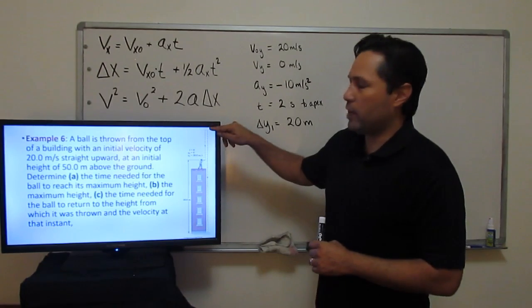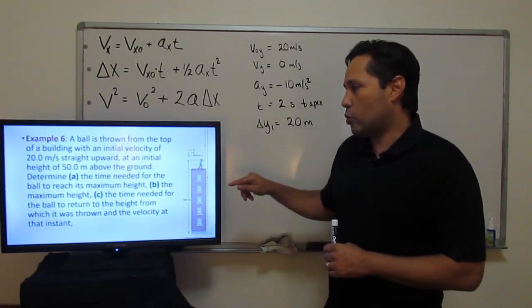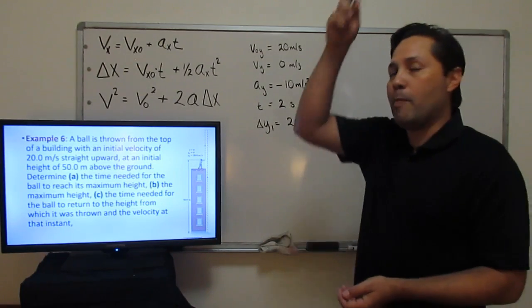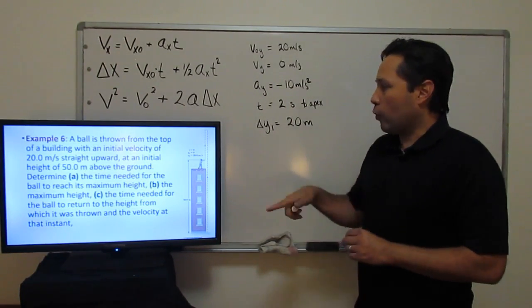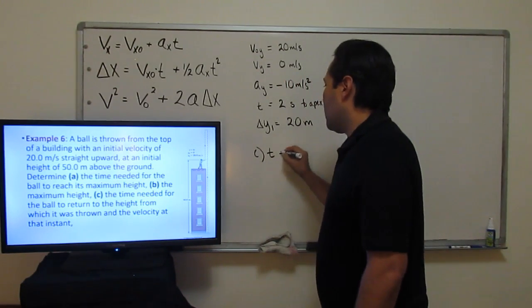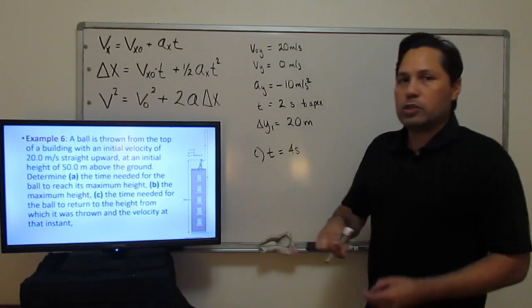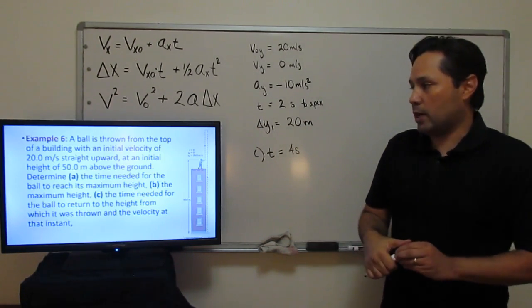If it took 2 seconds to go up, it's going to take 2 seconds to go down. So how much time did it take to go up and come back down? 2 seconds up, 2 seconds down. So for part C, I would say 4 seconds, because it was 2 seconds to go up, 2 seconds to go down, add them up.